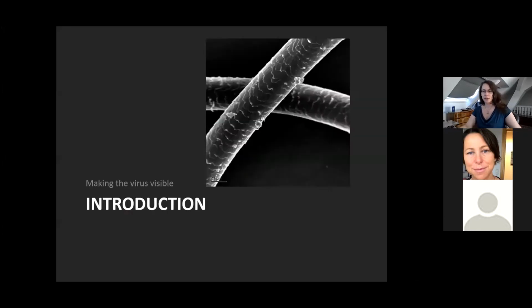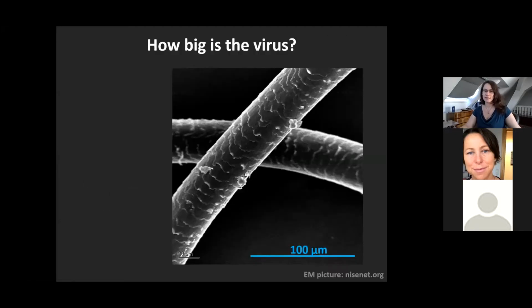But first, I'm going to give a rather general introduction for any students among the audience. And that is some fundamental questions. How big is the virus? So this is a human hair electron microscopic picture, and you can see that the hair is a little bit less than 100 micrometers in diameter, perhaps 30 micrometers.